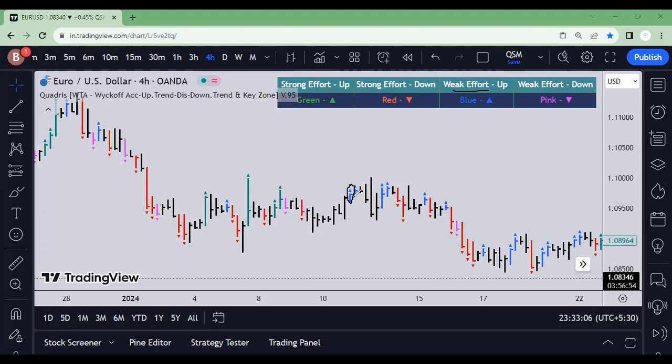upwards is weak. That means this could be an area where people are not much interested in taking the price higher. Same goes with this one: weak effort to take the market downwards. Whenever the candle is pink and the triangle is pink, this suggests the effort is weak and smart money is not interested in taking the price upwards.